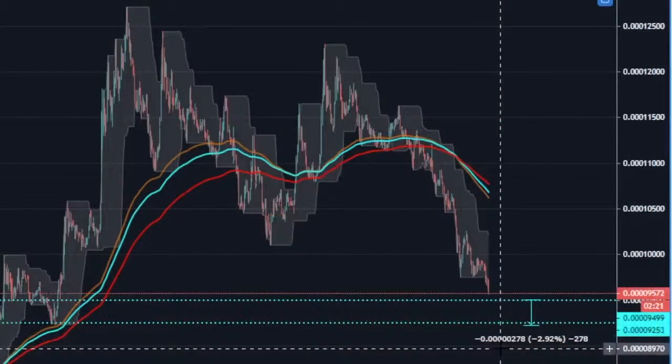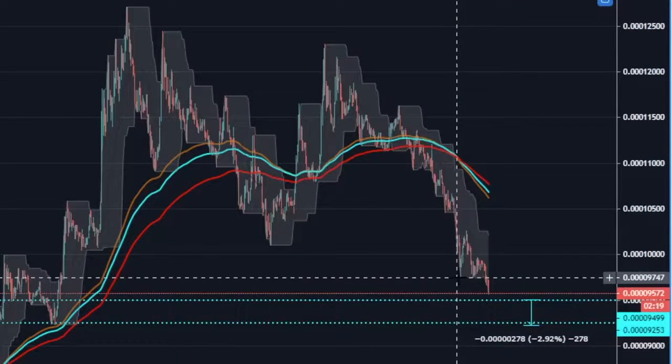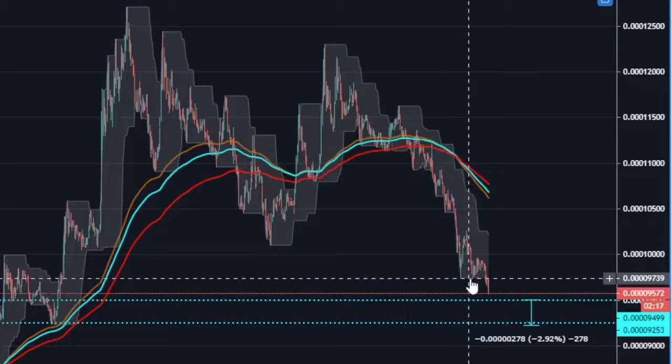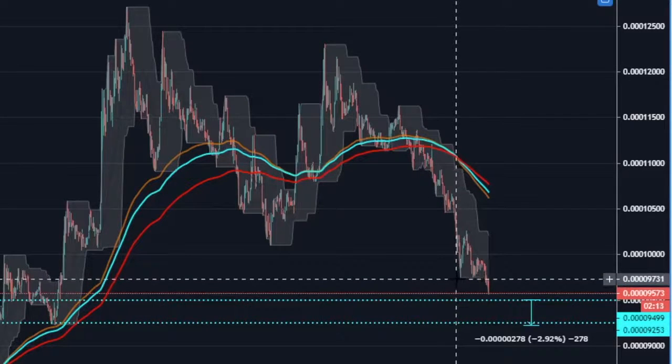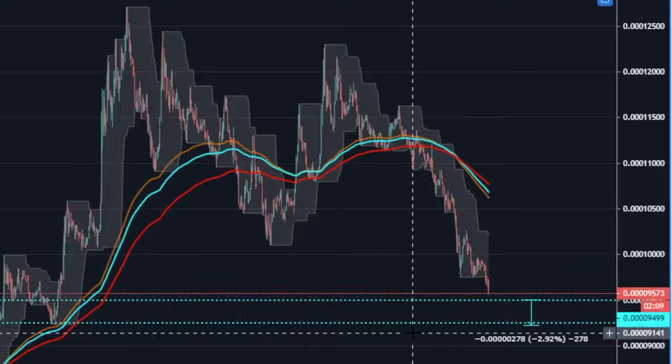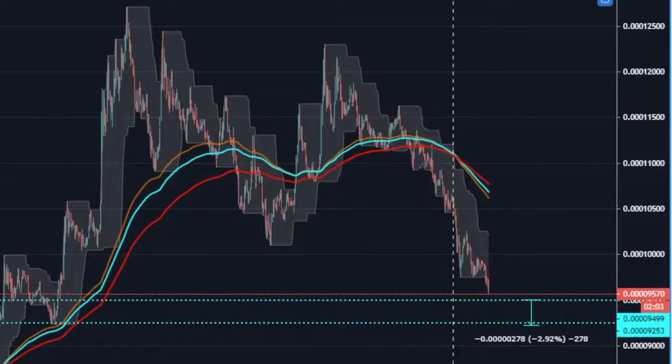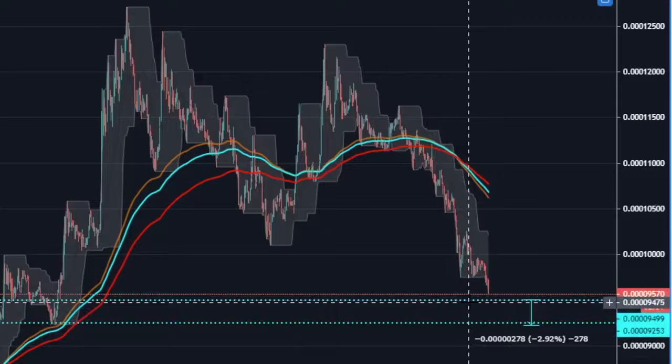From here, what I did is I set an alarm just below where this previous low was right in here. So somewhere in the 9,700 range. And when we broke below that, I quickly came over to my computer to start filming this. As you can see, it's falling pretty fast and we're almost touching this first blue line.